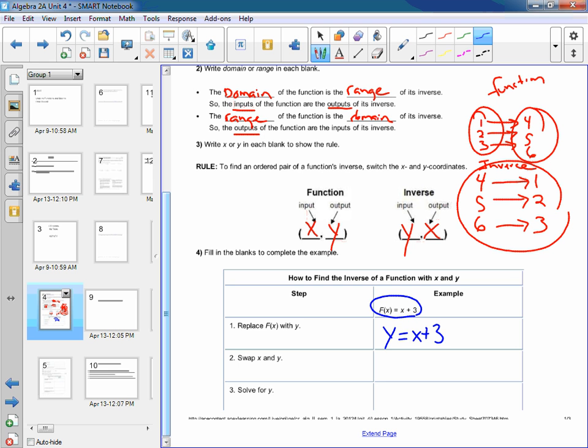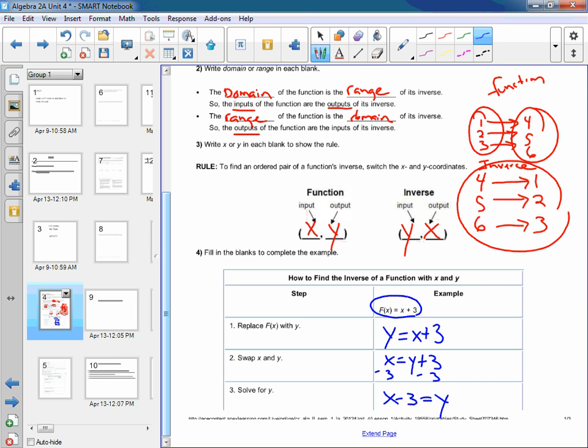Okay, so then to find the inverse, what we want to do is swap the x and y. So write this as x equals y plus 3. And then we want to solve it for y. You can see step 3, solve for y. So to solve for y, I would subtract 3. So I get x minus 3 equals y.